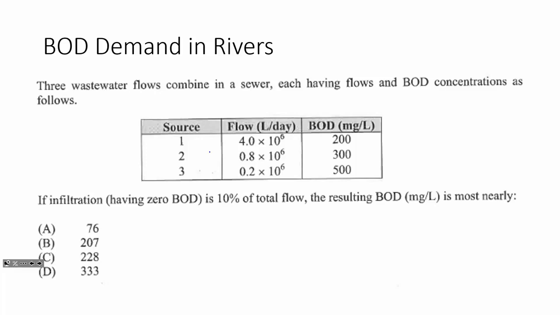So the way we go about solving this problem, we basically will be using a weighted average of the different sources. So we can say that our flow, if we want to calculate the flow rate, Q, it's going to be 4 times 10 to the 6 plus 0.8 times 10 to the 6 plus 0.2 times 10 to the 6 equal 5 times 10 to the 6 liters per day.